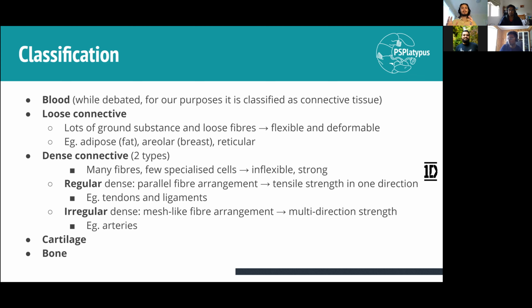And irregular dense connective tissue, so that's where it's not in a regular orientation. They're all in a crisscrossy, dense mesh-like fiber arrangement. And that maximizes strength in multiple directions. So you can see, for instance, in arterial walls, you'll get that, and that will enable the strength of the arteries in multiple directions so that they're not just tearing here and there and everywhere. On top of that, we've also got cartilage and bone, which I'll go into a little bit more detail in a moment.